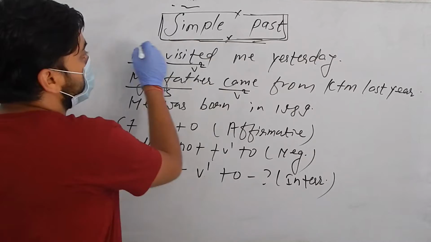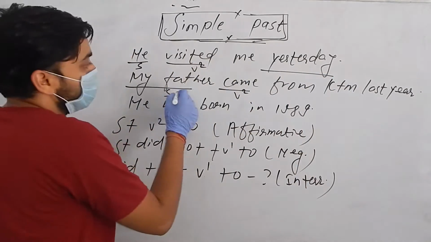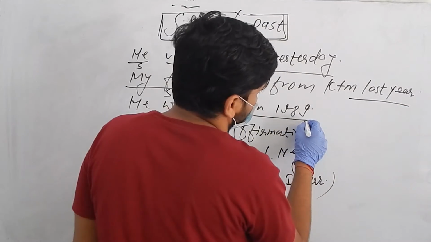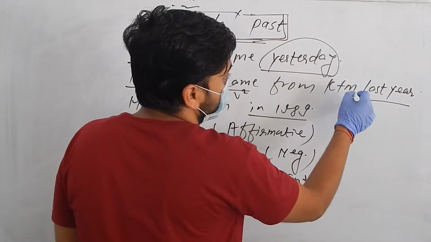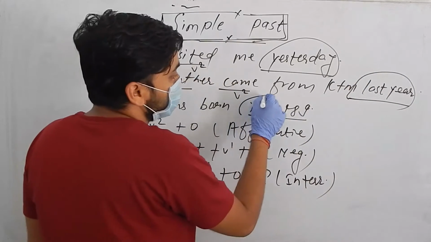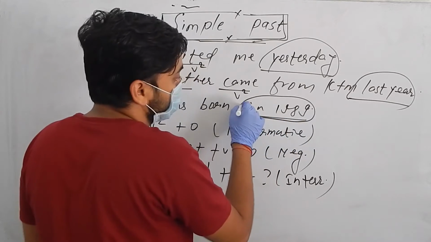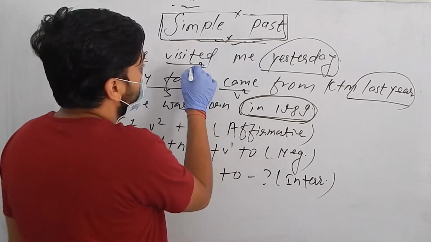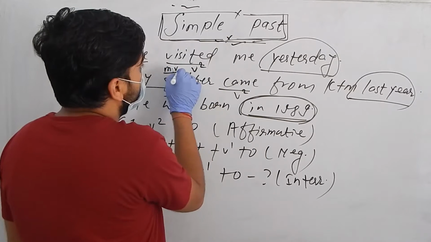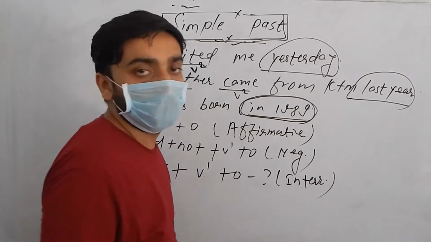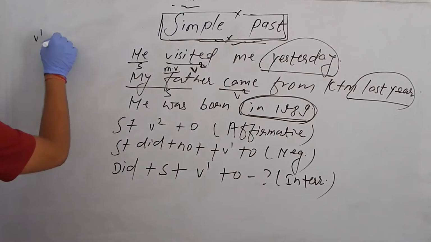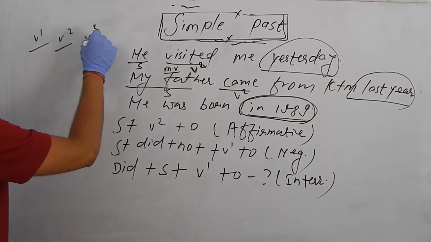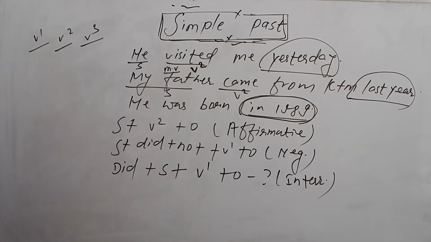So here also, he visited me yesterday, my father came from KTM last year, in 1989. These are the time adverbials, and these time adverbials help us understand that these sentences belong to the simple past. Another thing, this is the main verb, and the main verb is in V2, that is the past form of the verb. You already know V1, V2, and V3: V1 is the root form, V2 is the past form, and V3 is the past participle form of the verb. This is about the simple past.